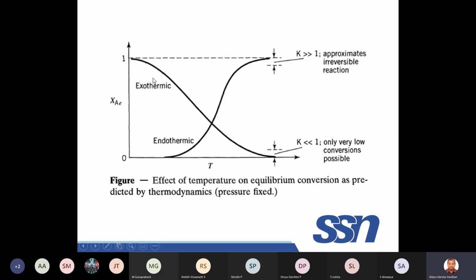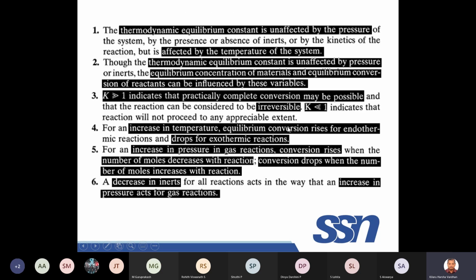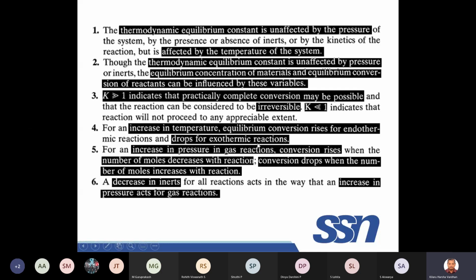For reversible exothermic, you can see here, as you increase the temperature for the exothermic reaction, your equilibrium conversion XAE comes down. That is the same thing happening here. If R is 0, your curve will go down. That is what we saw here. As you increase the temperature, your exothermic XAE will come down.